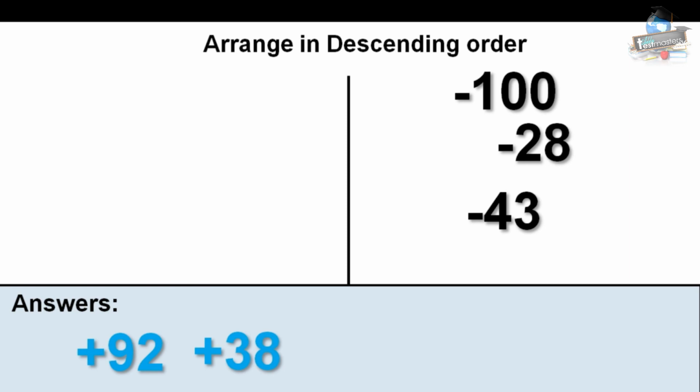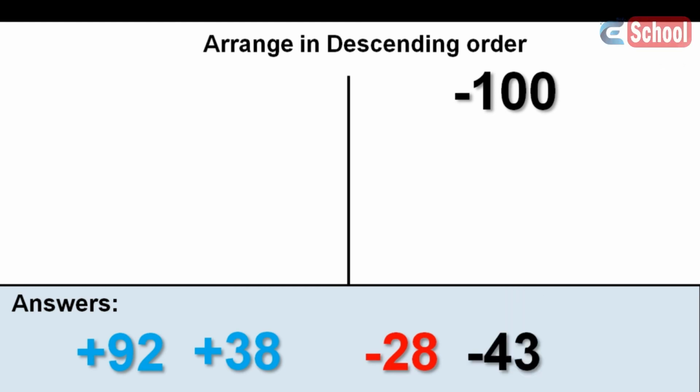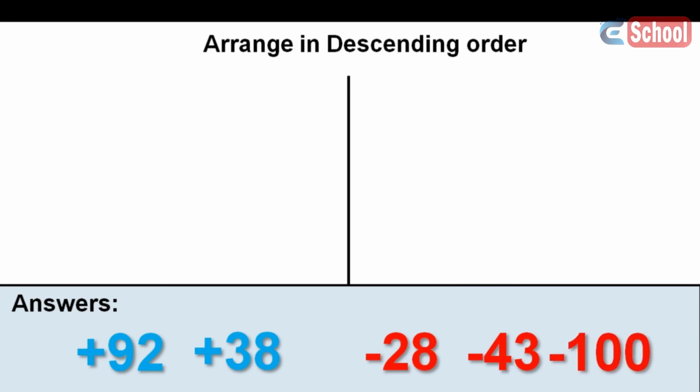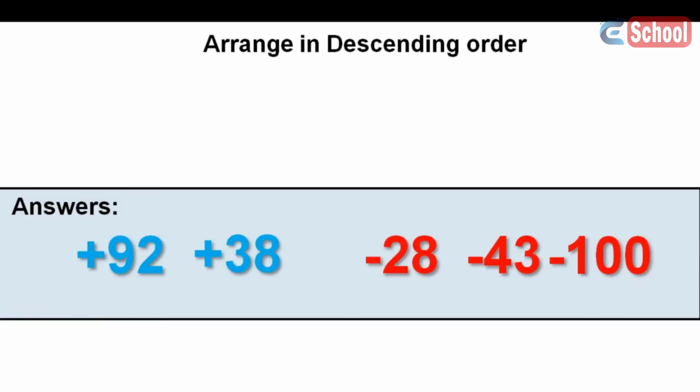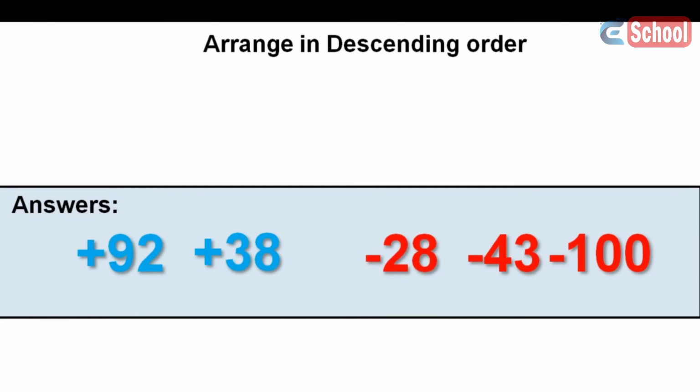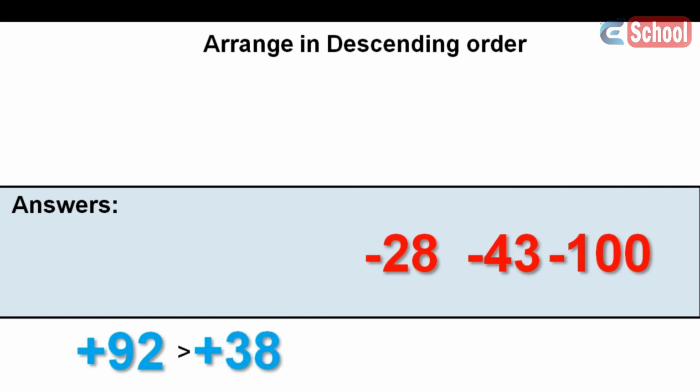As we go down past 0, we would start to get more negative. Negative 28 would come first, then negative 43, and finally negative 100. These numbers are now in descending order. Again, we can use inequalities between each number.